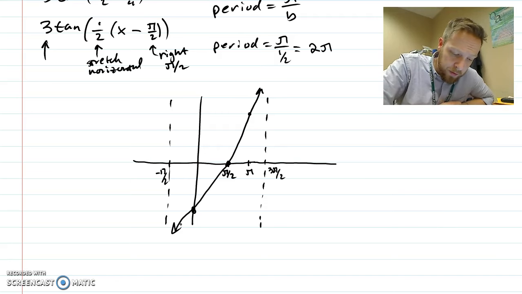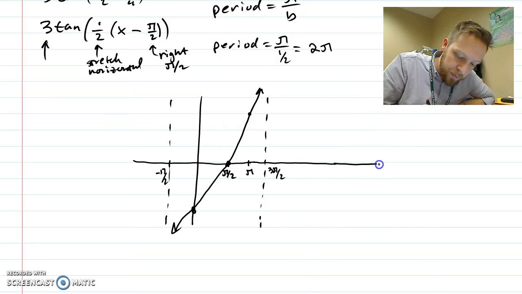And that would be covering everything that we needed to do. Always focus on your period first, and then move your center. Then worry about filling in your dots. We also want to include another period, so we're going to keep running this over. 3 pi over 2, if we add a pi to that, would be 5 pi over 2.